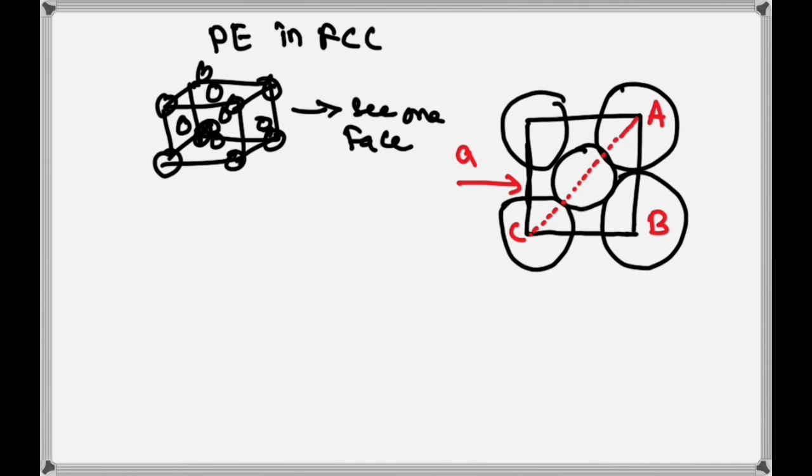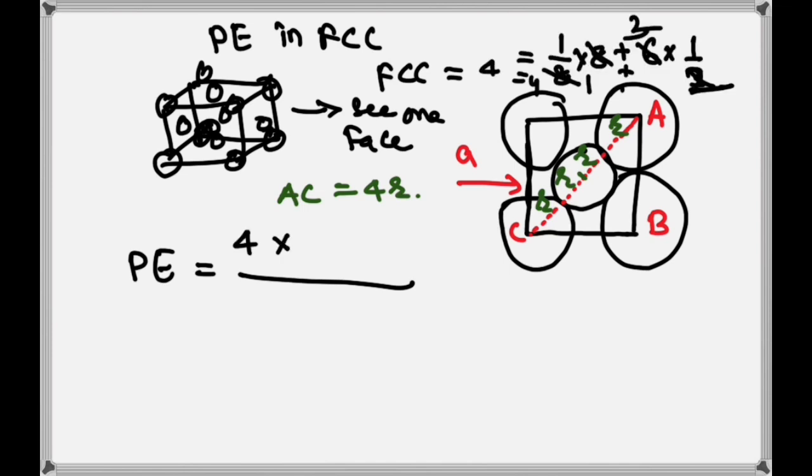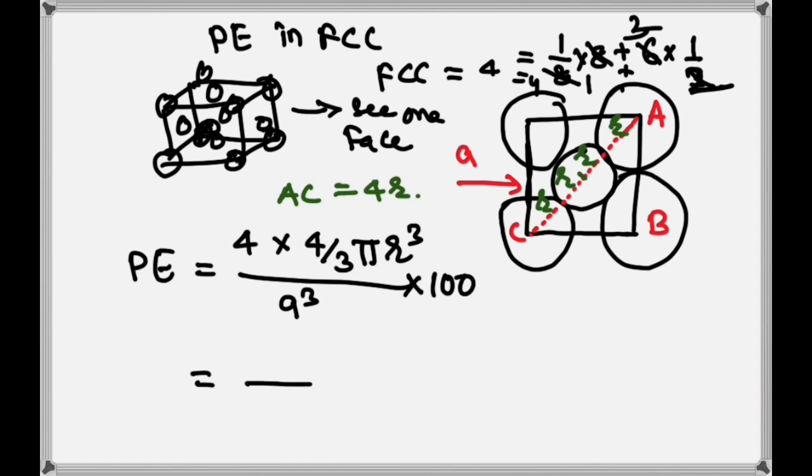Now if you see this distance AC here is r, again r plus r plus r. So distance AC is 4r, right? Now our target is same, convert that edge length a into radius of the particle. So we have equation packing efficiency is equal to number of particles. So this is face centered cubic, here number of particles are 4. Now we are considering them as a sphere, so their volume is 4 by 3 pi r cube, volume of cube is a cube, multiplied by 100. Now simply substitute the values we got.